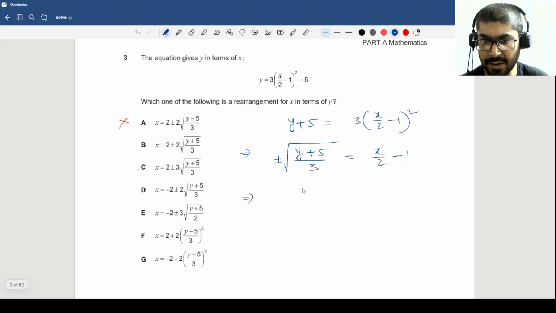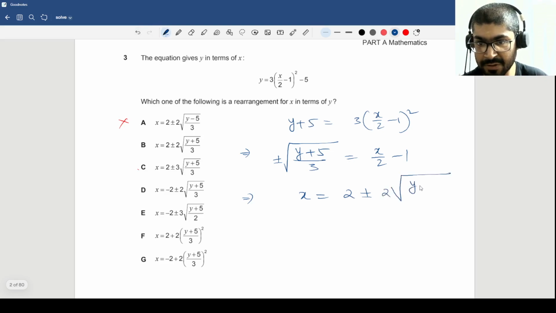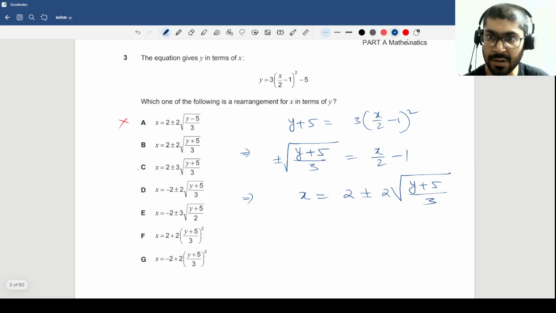So I'll multiply by 2 and I'll get x is equal to, this 1 is negative, so it will go positive that side. So I'll get 2 plus minus twice root over y plus 5 by 3. Which option does it match? It's plus 2, so this is gone, this is gone, this is gone. So whole square, no, this option gone, this option gone, this is correct.